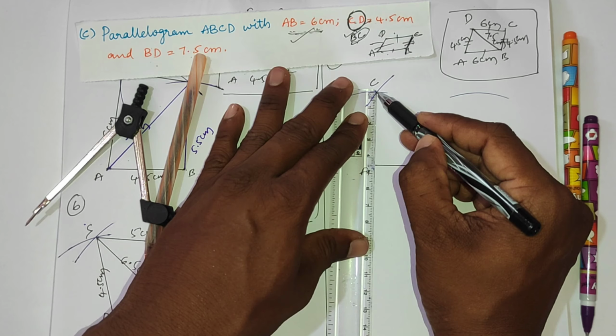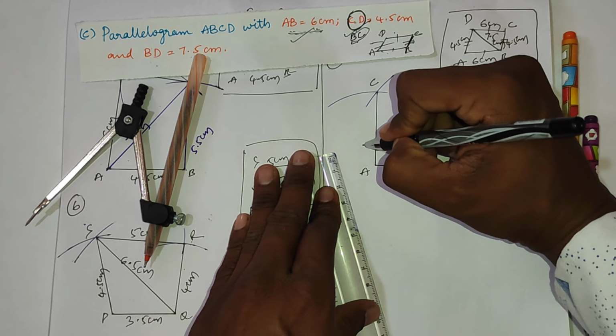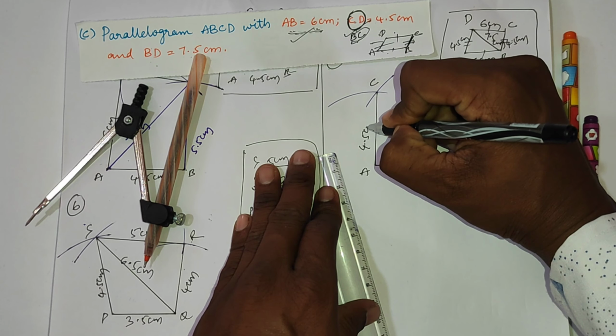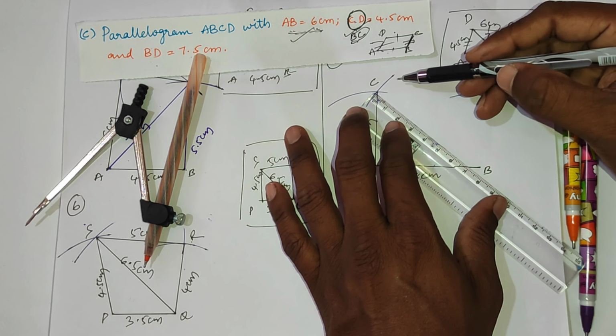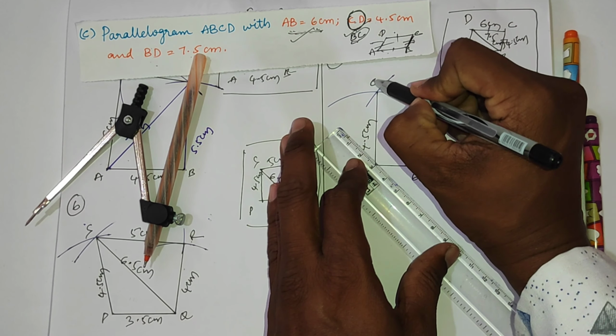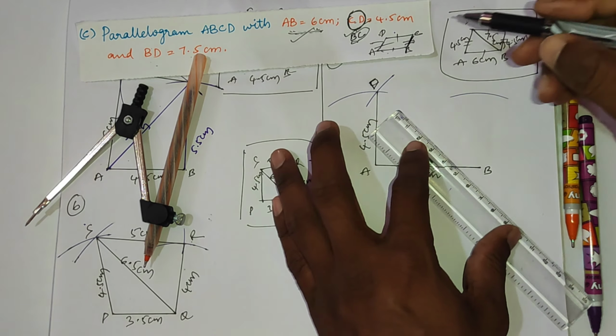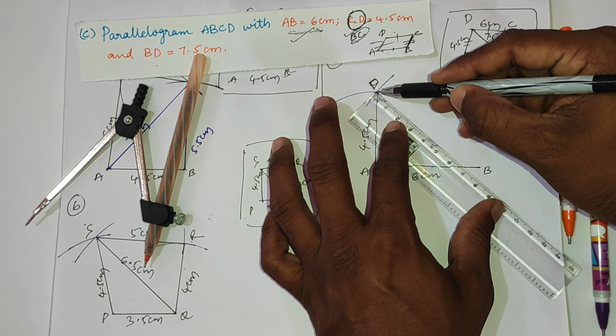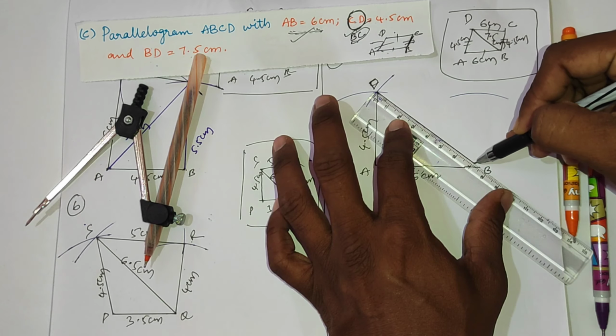AD's length is what? 4.5 centimeters. We got 4.5 centimeters. And we got a diagonal. So the diagonal is BD, sorry, this one. BD is what? 7.5 centimeters.